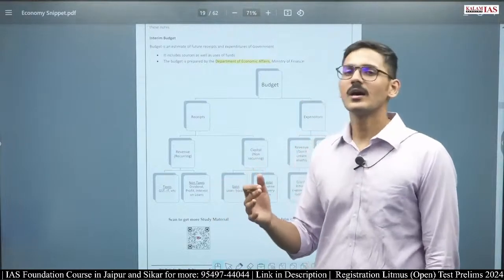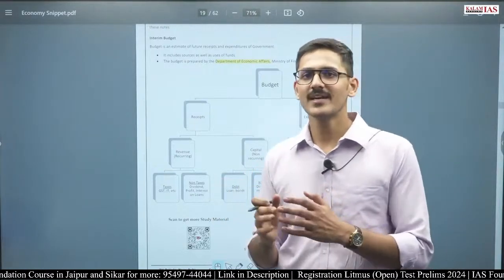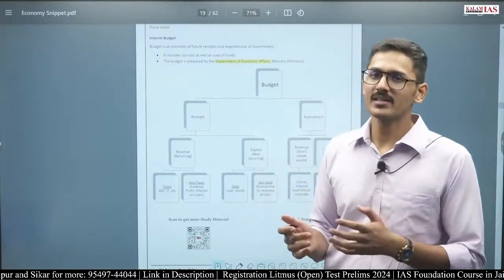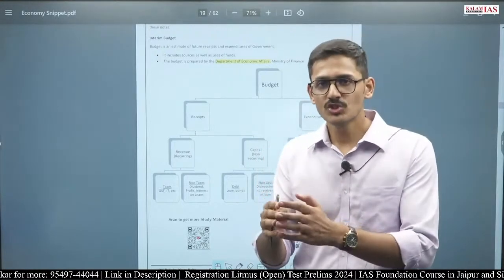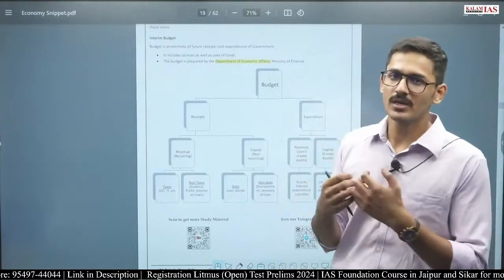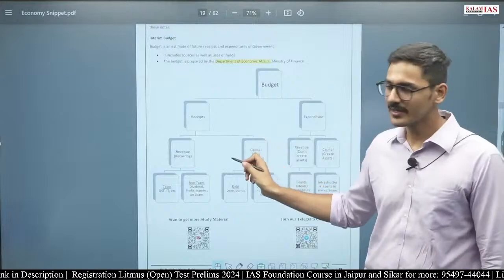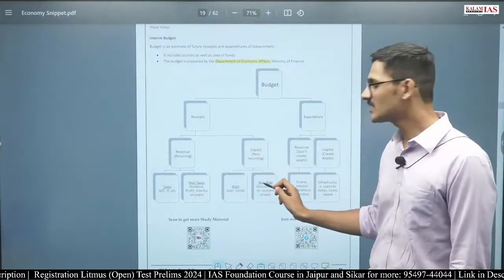Now, because the government has sold its shares, it has affected the assets and liabilities of the government, and it is non-recurring in nature. Once the shares are sold, those shares are not going to generate any profit or any return in the future. So capital receipts are non-recurring in nature. One is debt creating, the other is non-debt creating.